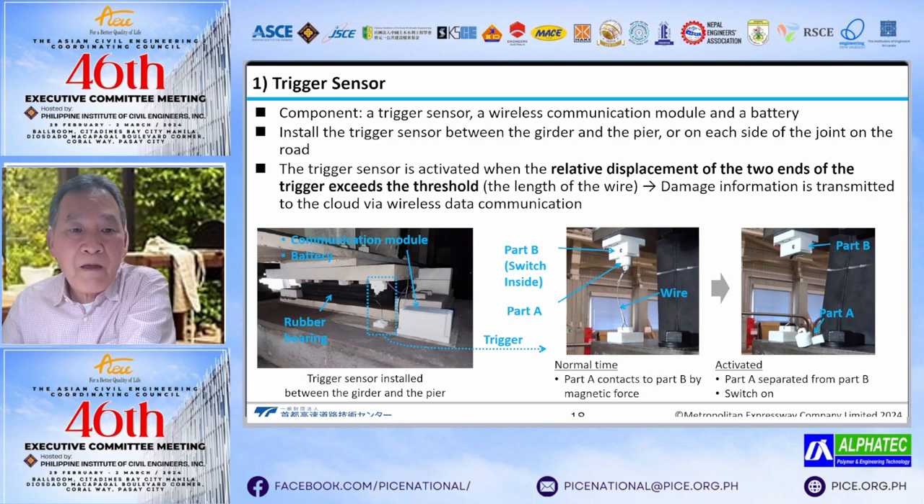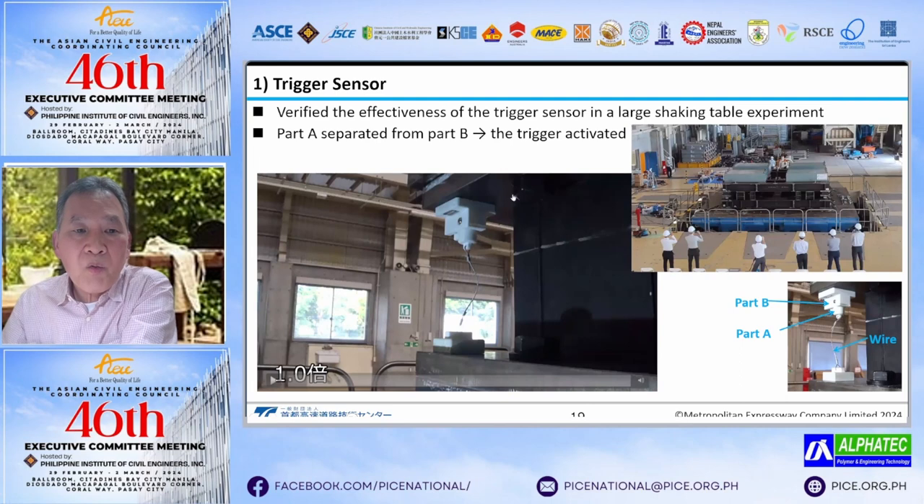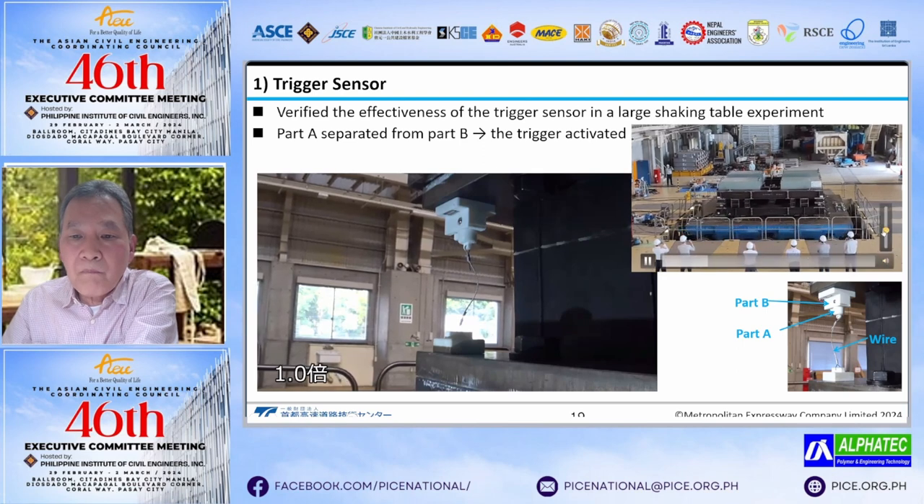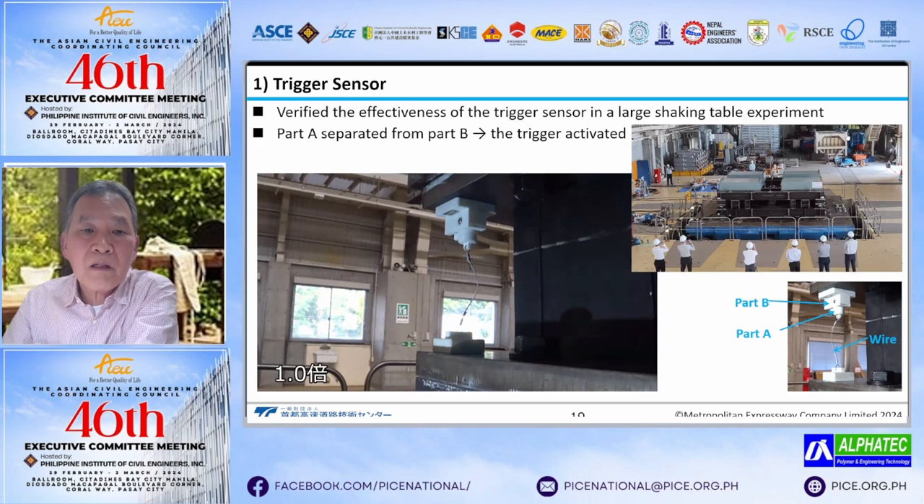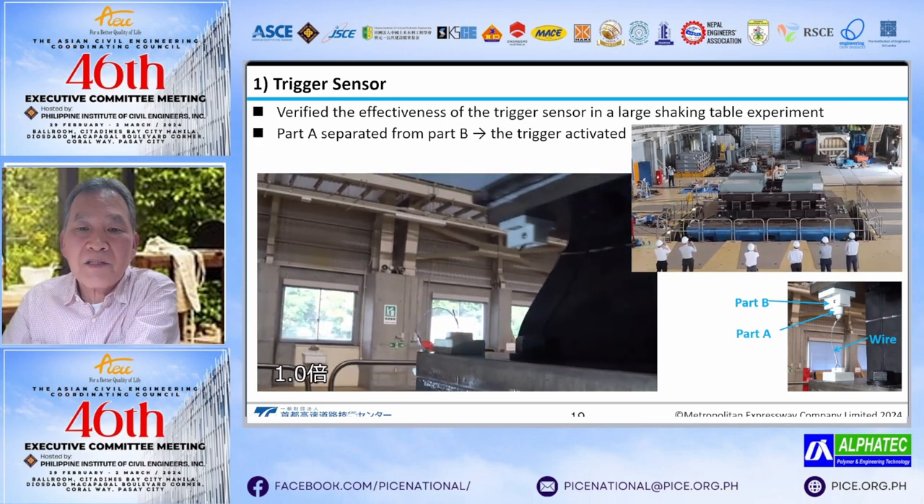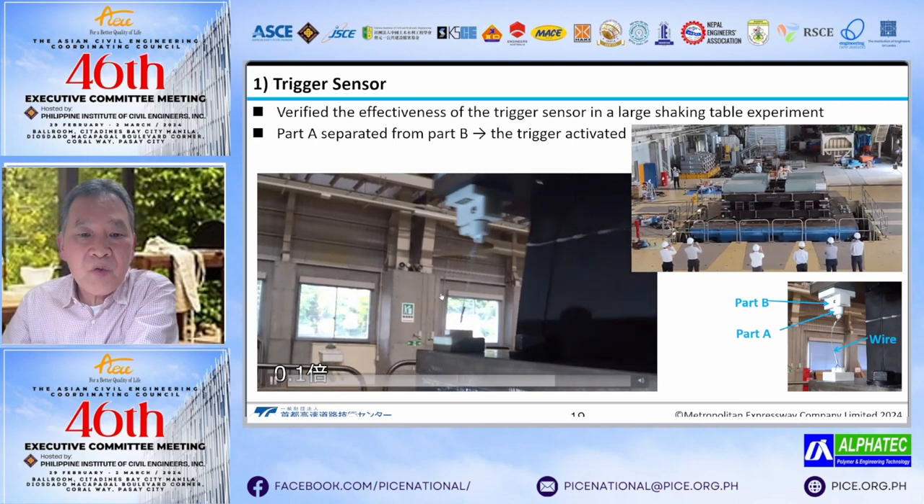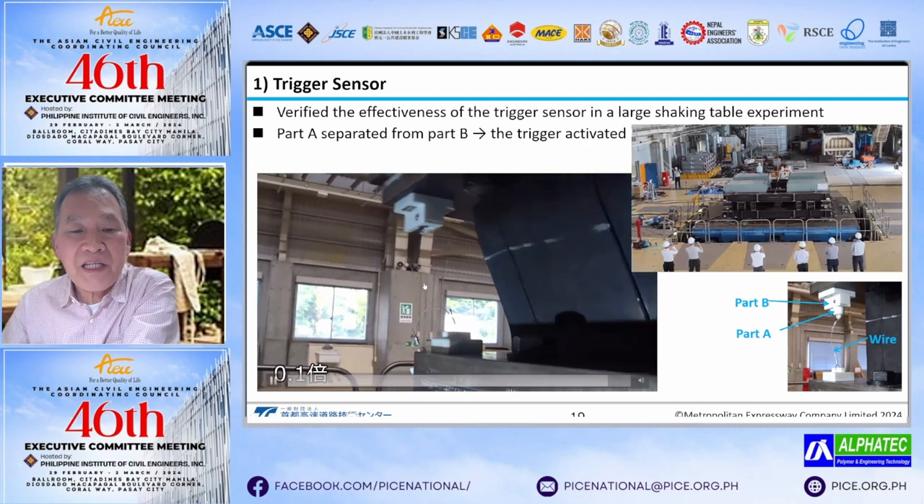First of all, the trigger sensors. The components are the trigger sensor, wireless communication module, and battery. This trigger sensor is installed between the girders and piers on each side of the joint, and it is activated when the relative displacement of the two ends of the trigger sensor exceeds the threshold. To verify the sensors, we carried out a shake table experiment, and the trigger sensor was activated after exceeding the threshold values.